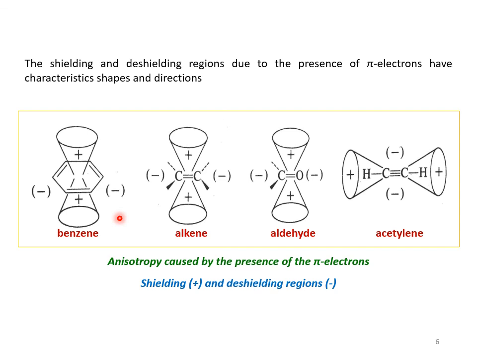So the shielding and de-shielding effect in pi systems depends upon the position of the proton. If the proton is present in the shielding region, the proton is said to be shielded. If the proton is present in the de-shielding region, the proton is said to be de-shielded. So this is regarding the nuclear shielding and de-shielding effect, which is an important part in NMR spectroscopy.